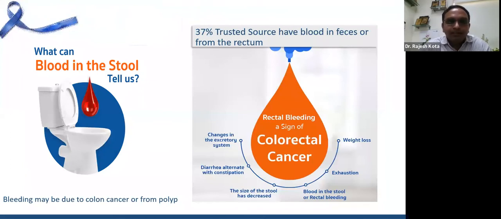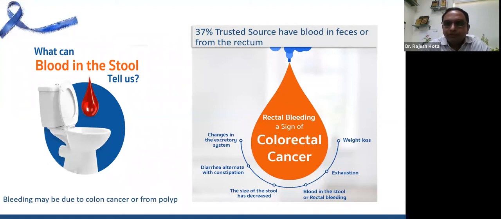So what does blood in the stool tell us? Blood in the stool can be easily noticed by everyone, and it can be due to a polyp or an ulcer or a cancer. So blood in the stool for a long time should not be neglected. That is the take home point I want all the youngsters to notice. And rectal bleeding is a sign of colorectal cancer, and most of the times it is the most common sign.